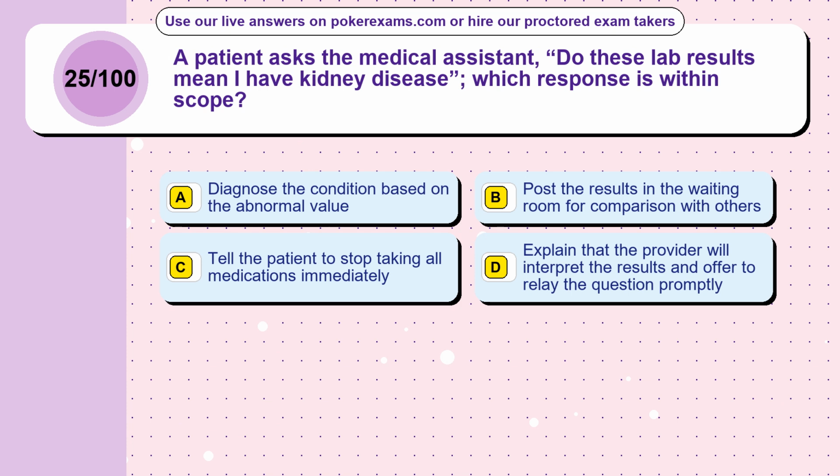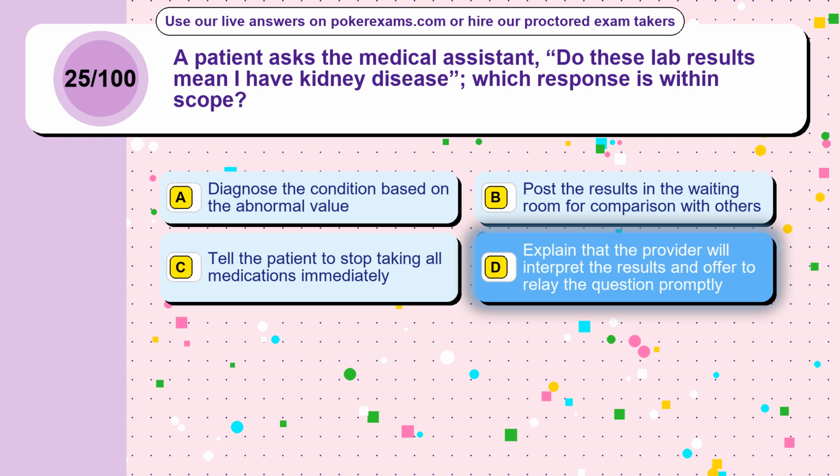Question 25. A patient asks the medical assistant, "Do these lab results mean I have kidney disease?" Which response is within scope? Option A, diagnose the condition based on the abnormal value. Option B, post the results in the waiting room for comparison with others. Option C, tell the patient to stop taking all medications immediately. Option D, explain that the provider will interpret the results and offer to relay the question promptly.